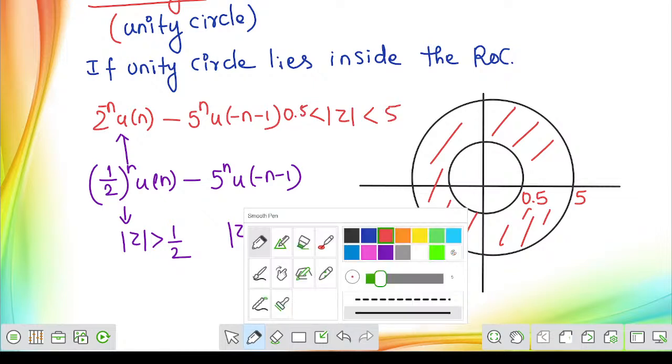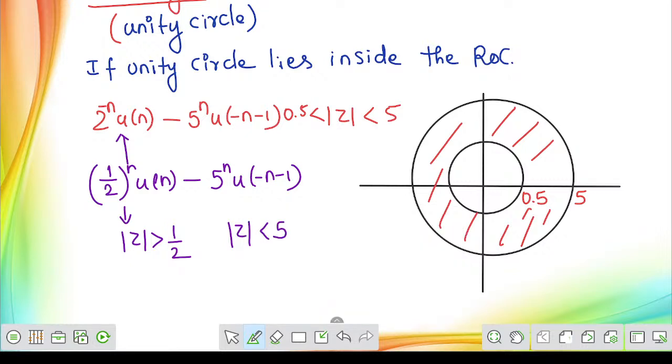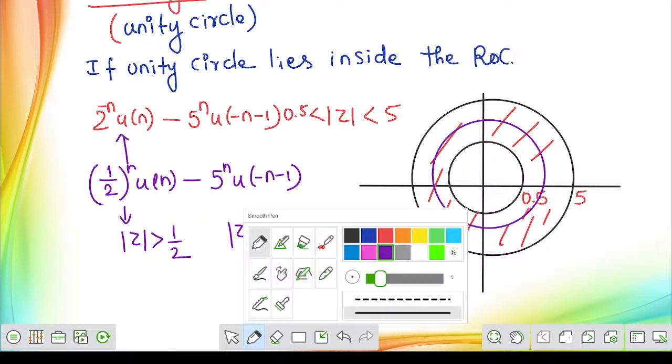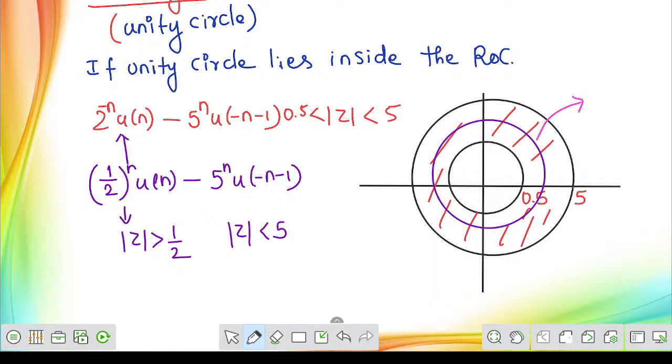Now the question is whether it is stable or not. For that you have to cross-check whether the unity circle comes under this region or not. If you observe, yes, it will, because 1 lies between 0.5 and 5. So the unity circle will lie somewhere between these two. The conclusion is, since we have the unity circle under the ROC, the system will be stable. Finish. Directly you can conclude that the given system is a stable system.